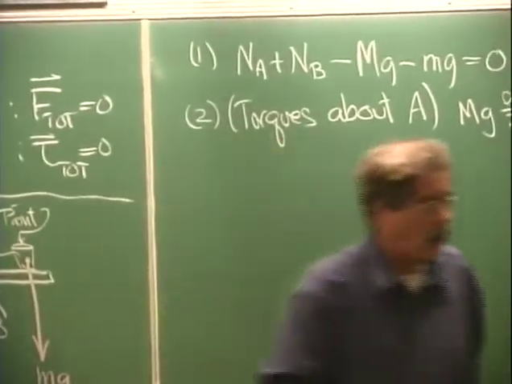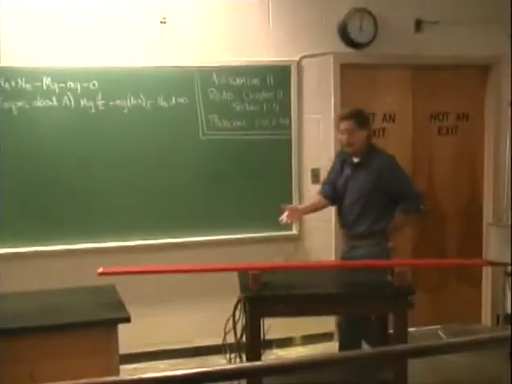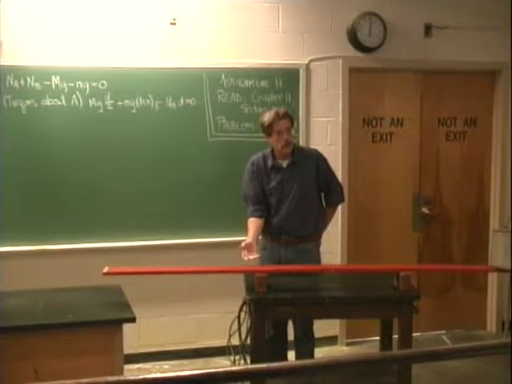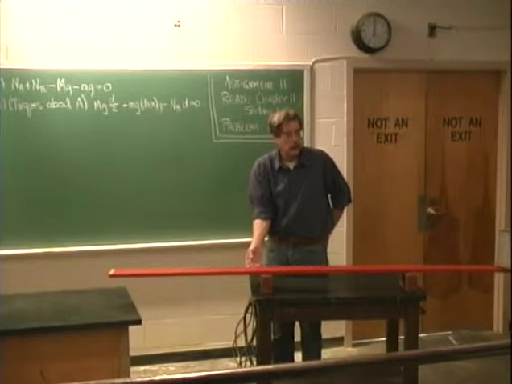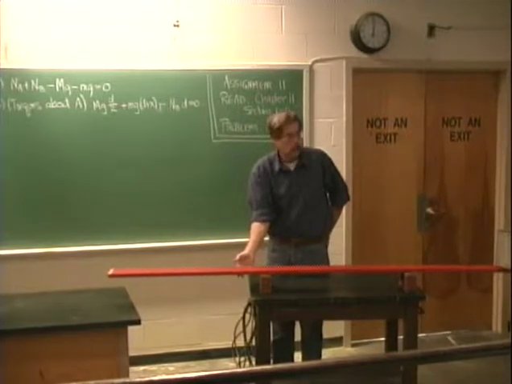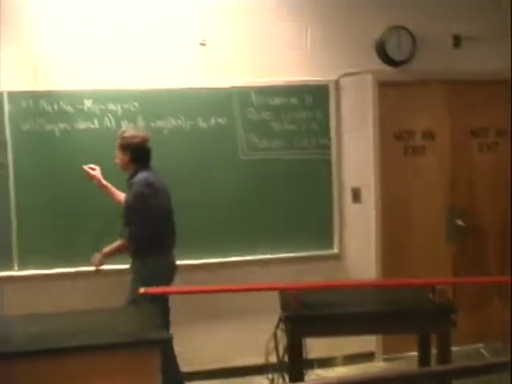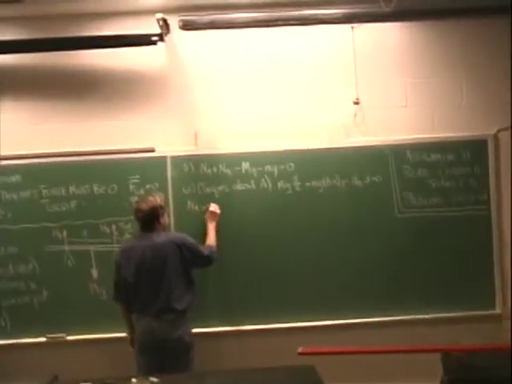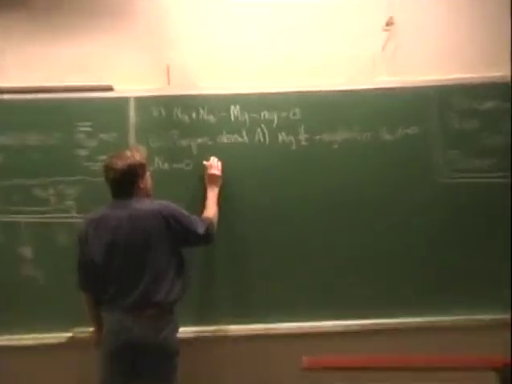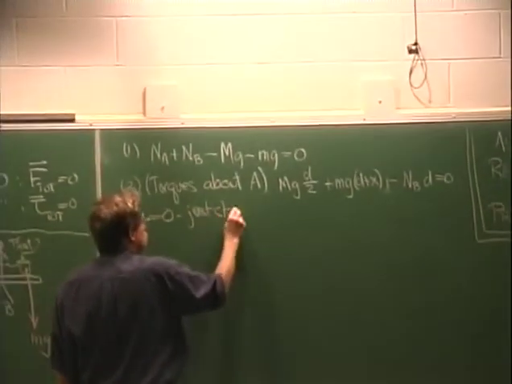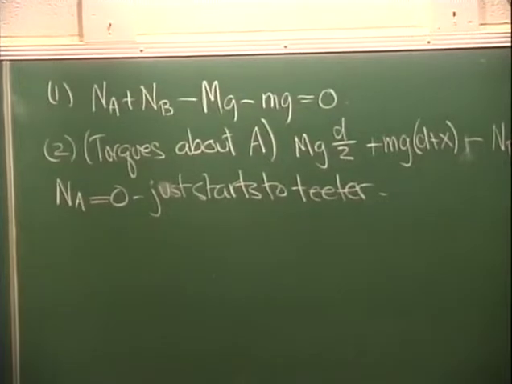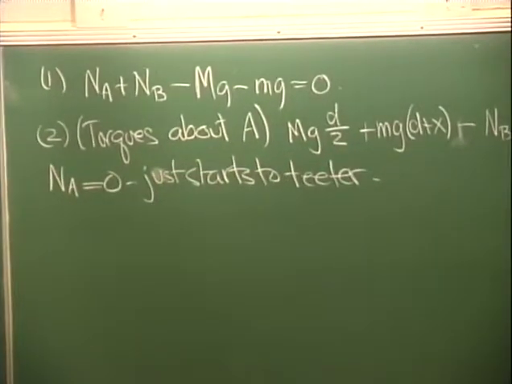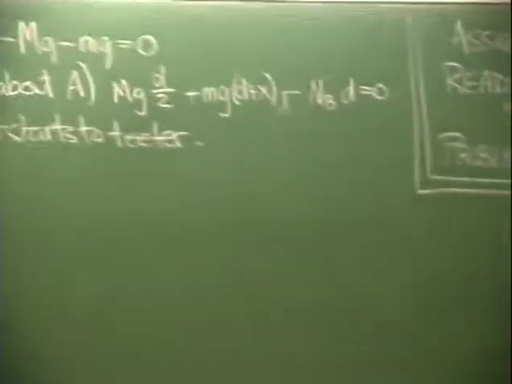As I move this bucket out, the normal force delivered by that brick on the left is actually getting smaller and smaller until there comes a time when it's exactly 0. At that point, I could slide a piece of tissue paper under it. It's not actually doing anything anymore. It's pretty close right now. But NA goes to 0, that's the magic condition when it just starts to teeter. Everybody agree? So that's the condition that I want for this thing to start to go.